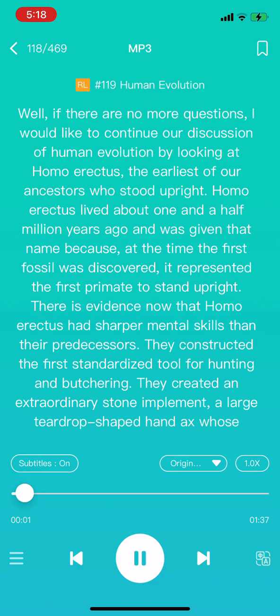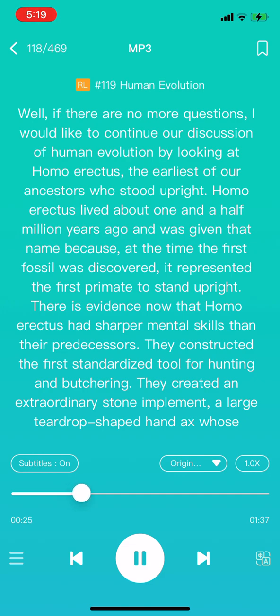Well, if there are no more questions, I would like to continue our discussion of human evolution by looking at Homo erectus, the earliest of our ancestors who stood upright. Homo erectus lived about 1.5 million years ago, and was given that name because, at the time the first fossil was discovered, it represented the first primate to stand upright.